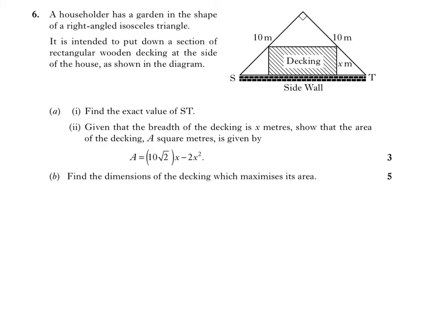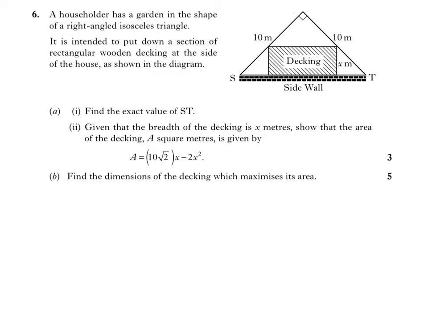Section 13, question 2. A householder has a garden in the shape of a right-angled isosceles triangle. It's intended to put down a section of rectangular wooden decking at the side of the house as shown in the diagram. Find the exact value of ST. So we can see that ST is basically this base portion of the diagram.